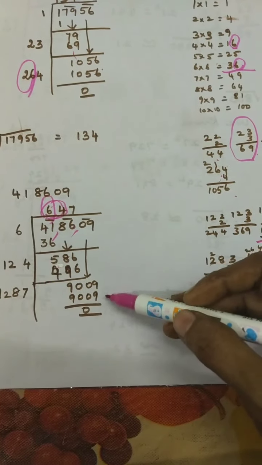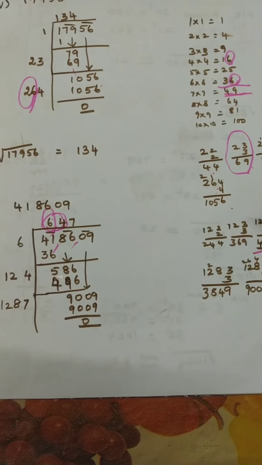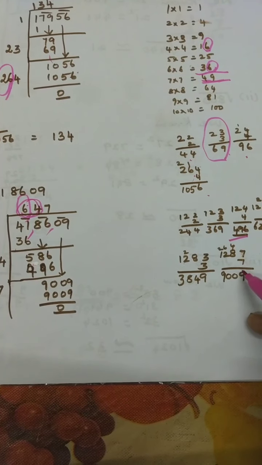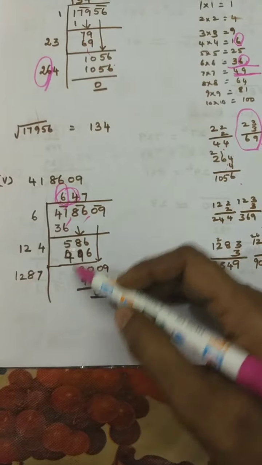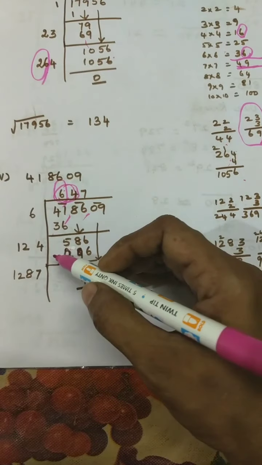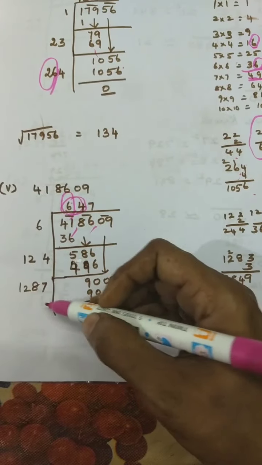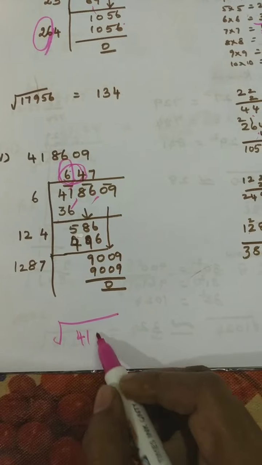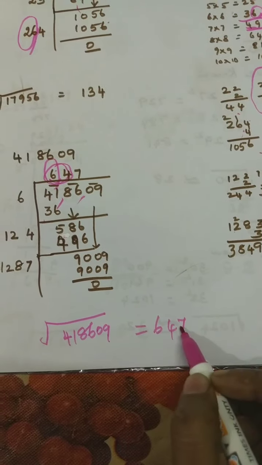With that it is ending with 9. So ending with 9 is 49, so you are multiplying by 7 and 9009 is coming. So you are subtracting, and the answer is 0. All your subtraction is 0. So the root of 418609 is equal to 647.